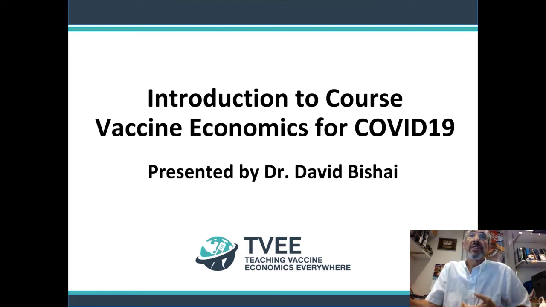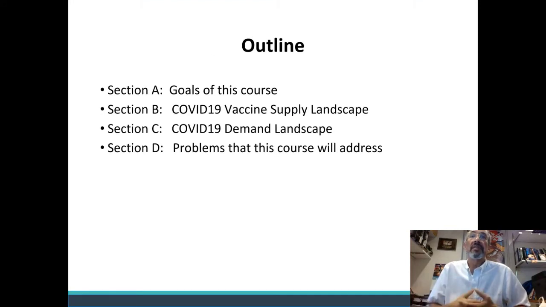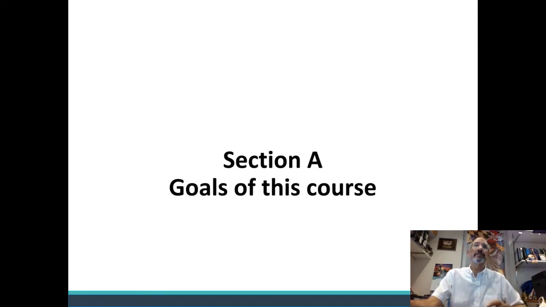Let me start this first session by outlining what we'll achieve over the course of this lecture. The first thing we'll do is to examine the goals of this course overall and what would be expected of students in the course. In the second section, Section B, we'll go over the vaccine supply landscape for COVID-19. Then we'll move on to discuss the COVID-19 demand landscape, and then finally wrap up with how we want to address the problems of COVID-19 supply and demand with the principles in this course. So let me dive right into Section A and share with you our goals for this course.